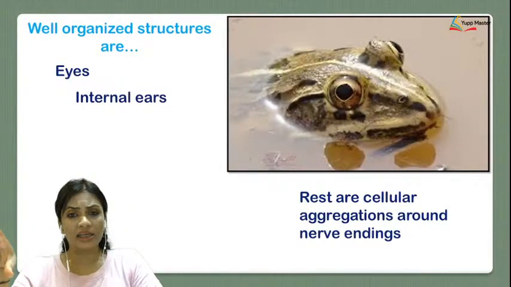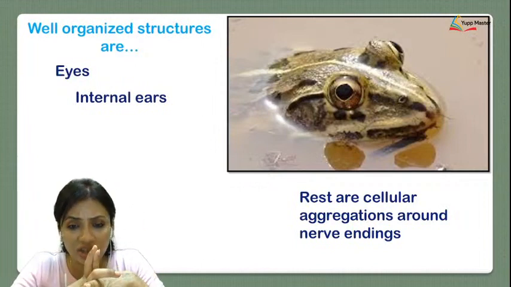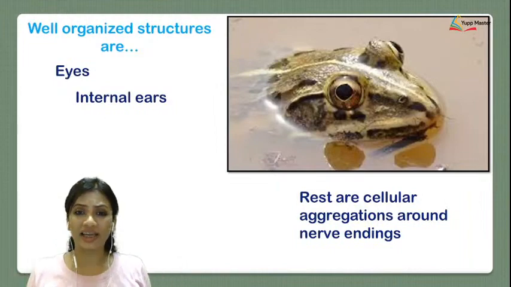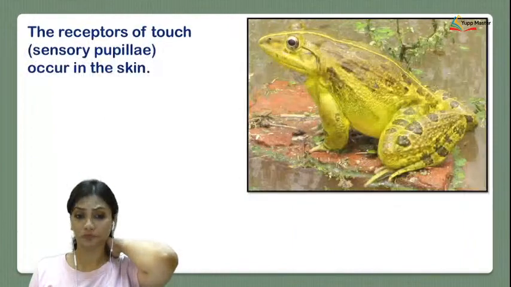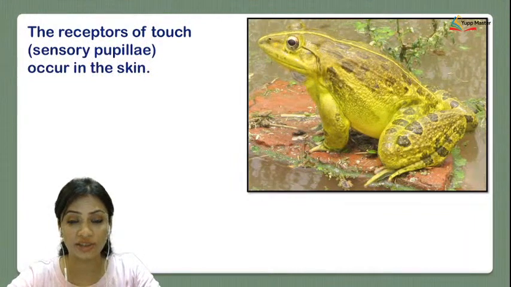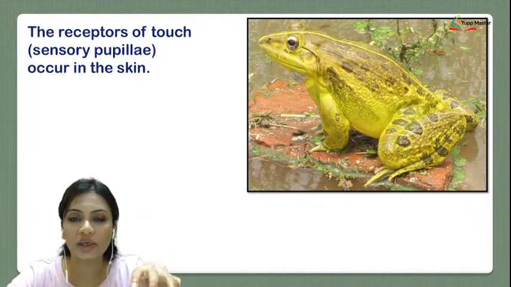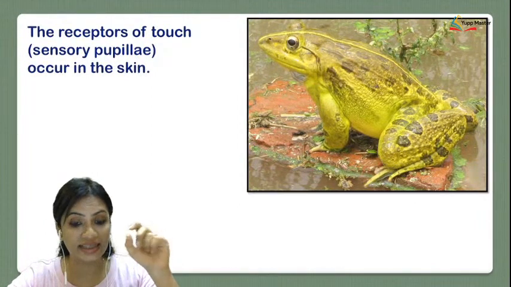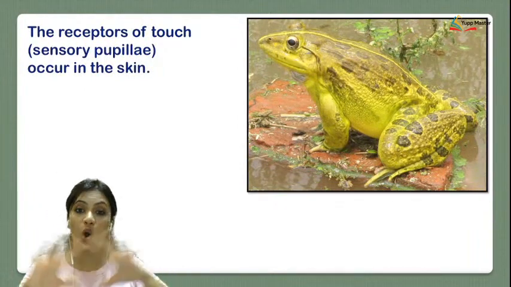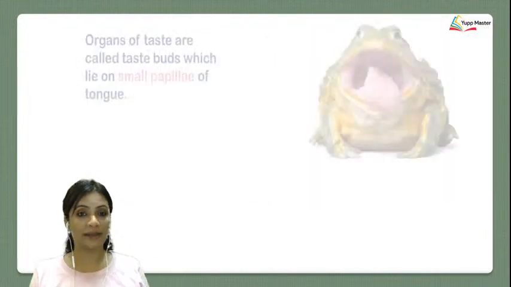All of the remaining things which are present throughout the body are basically all cellular aggregations, and they are found around nerve endings, okay. So all aggregates of cells around nerve endings. Now, also what are seen are for touch. Remember I told you even touch is a special sense? Well, the receptors of touch, we can call them sensory papillae. Sensory papillae are touch receptors. Even those receptors are present all around the skin so that the frog knows if anything has touched it.